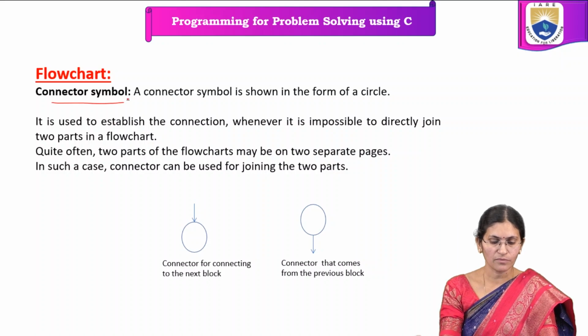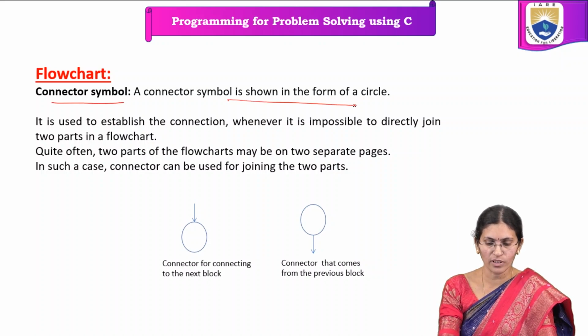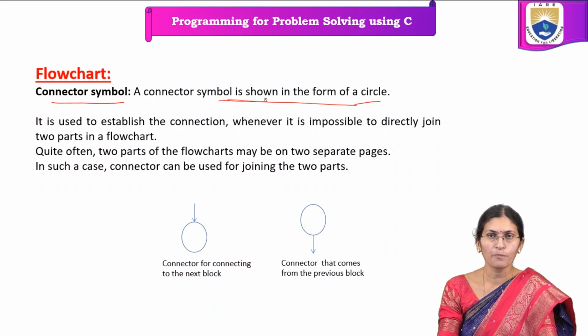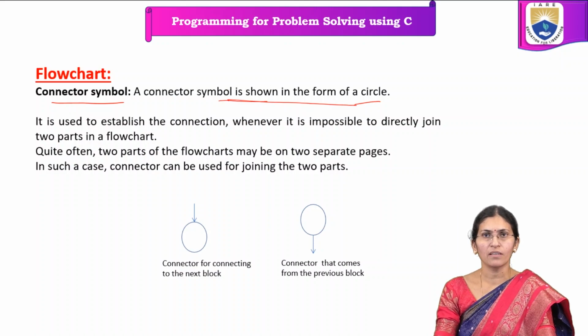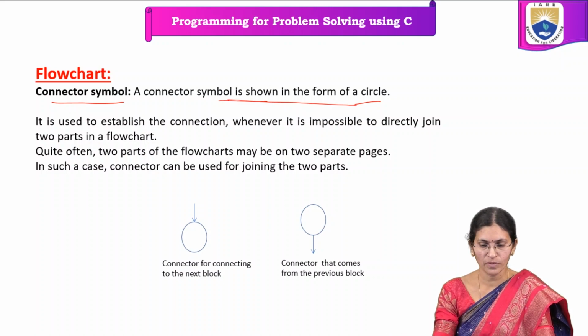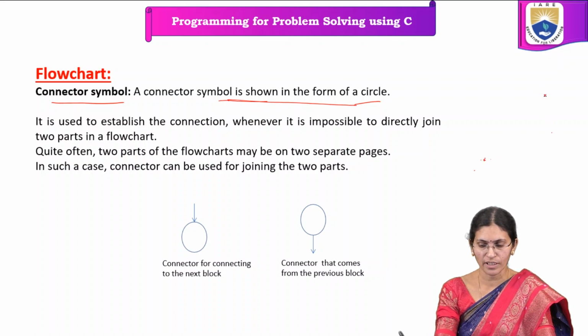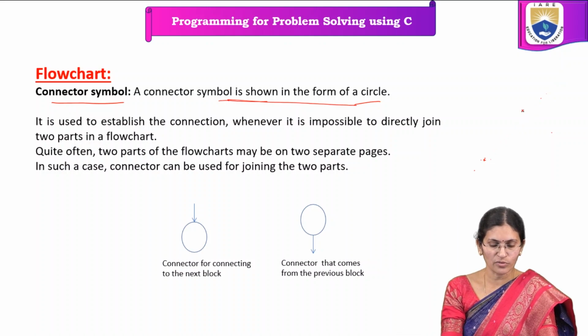The next one is the connector symbol. The connector symbol is shown in the form of a circle. Whenever in the flowchart we have a circle, that is a connector symbol. Suppose we need to solve a problem and it requires some n number of steps, and these steps don't fit in a particular page. If we are drawing the flowchart in another page, then you can establish the connectivity between the two flowcharts by using this connector symbol.